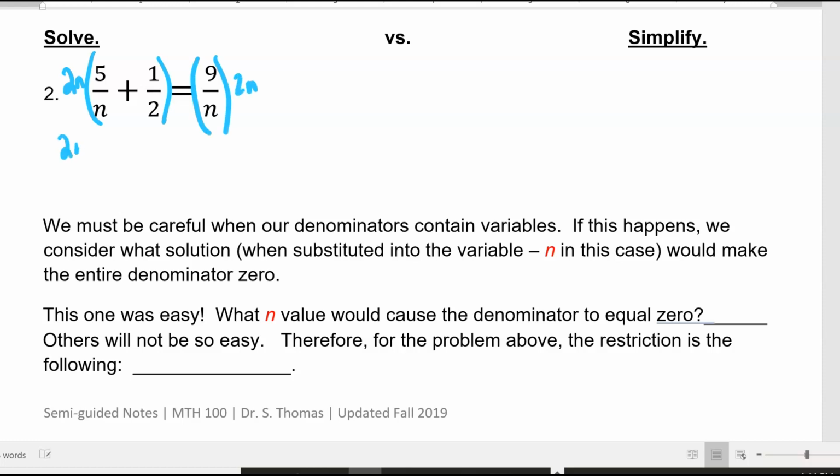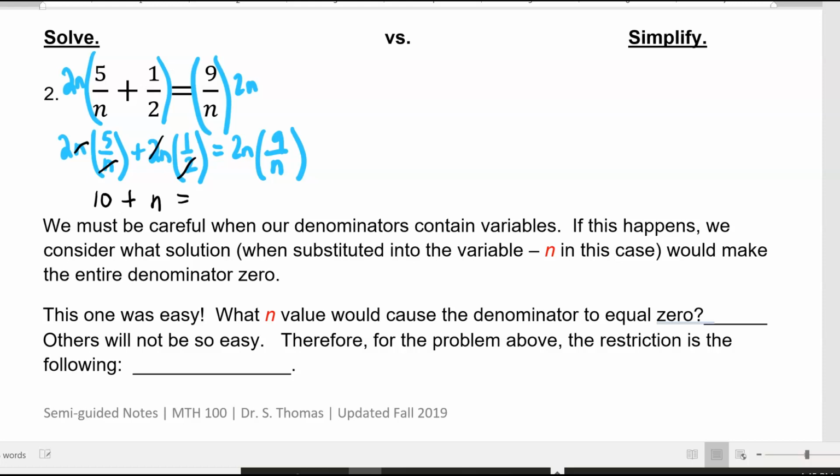So that means 2n times 5 over n. It's best to write it all out if you can't calculate it in your head, right? So write it all out like what I'm doing here. And then 2n times 9 over n. Then we start canceling things out. So the n's cancel here, and we're left with 2 times 5, which is 10, plus the 2's cancel. We have n times 1, which is n. The n's cancel here. This is a 9, so 2 times 9 is 18. And then we're going to subtract 10 from both sides, and we have n equals 8.